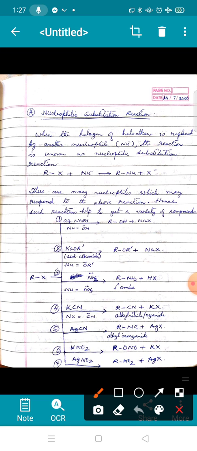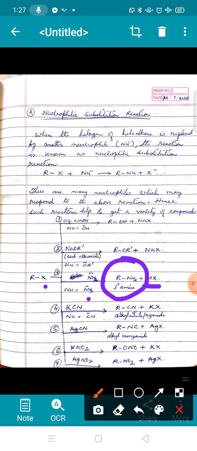Then next reaction is reaction with NH3, ammonia. Now ammonia is a neutral nucleophile. It doesn't carry any negative charge, but it has a pair of electrons which acts as a lone pair. So here the reaction will occur by loss of HX. One hydrogen from ammonia and X from haloalkane will be lost, and the class of compound which we will be getting is RNH2, known as primary amine.